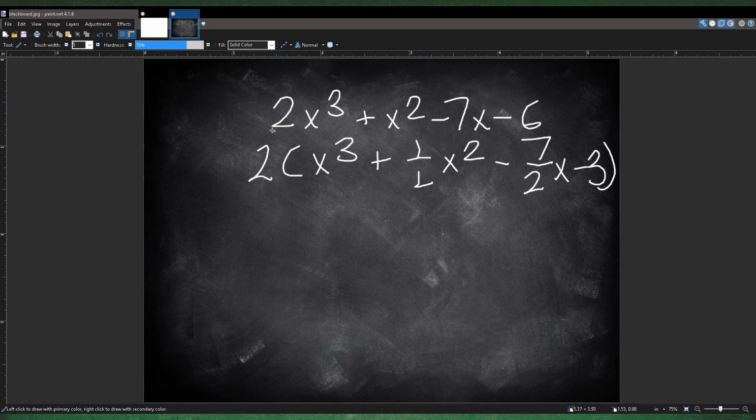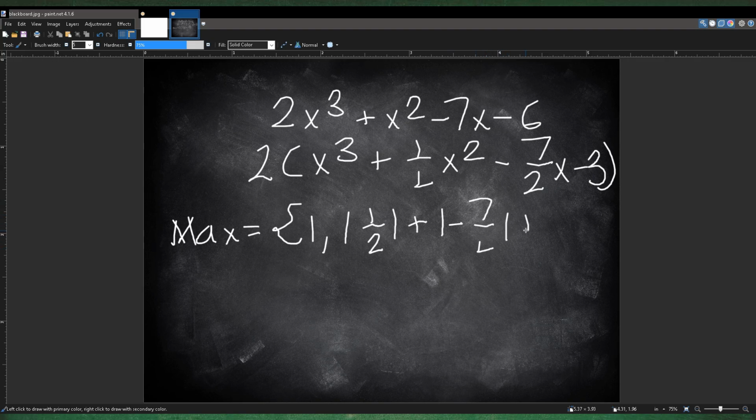So we're going to ignore the 2, and for the first bound, you have to find the max between 1 and the sum of the absolute values of the coefficients, except the first term. So we're going to have the absolute value of 1/2, plus the absolute value of negative 7 over 2, plus the absolute value of negative 3.